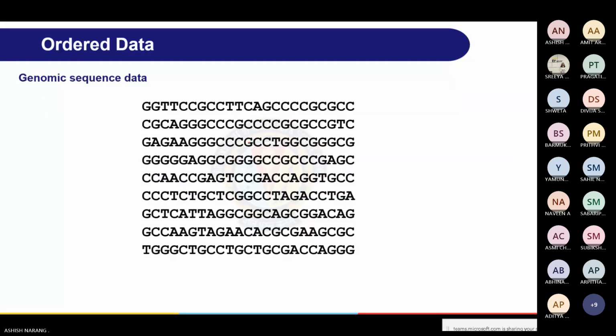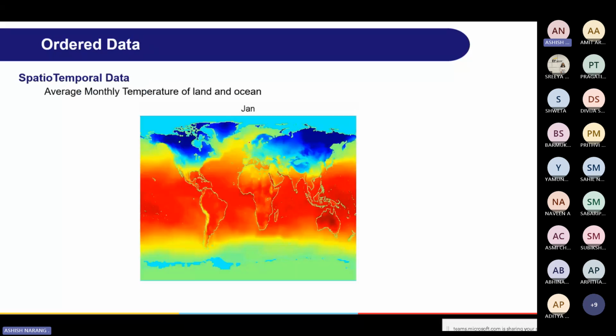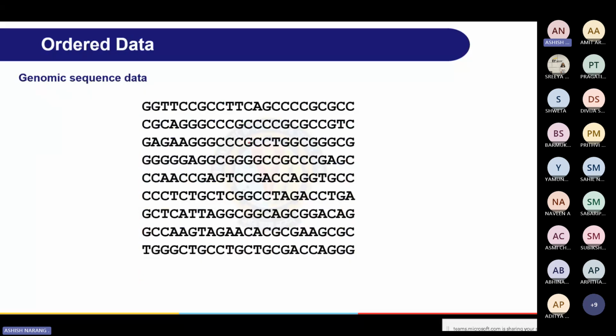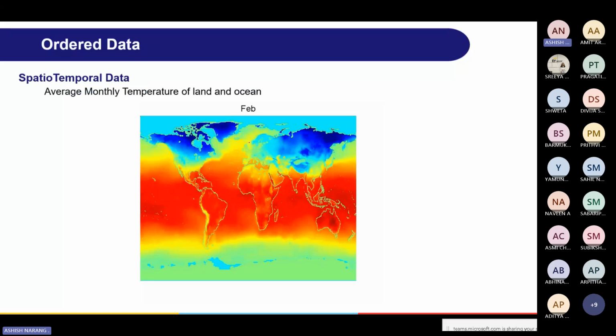Then genomic sequence data. I want to come up and learn certain patterns out of it. I can do certain kinds of analysis on top of this. I want to find out two genes which are quite similar to each other. So I can pick up one genomic sequence and another, use cosine similarity or some other metric, and find out which are the most similar.